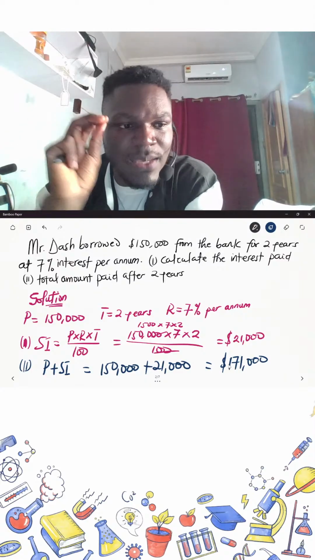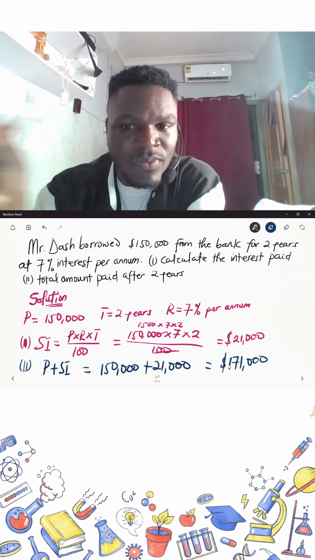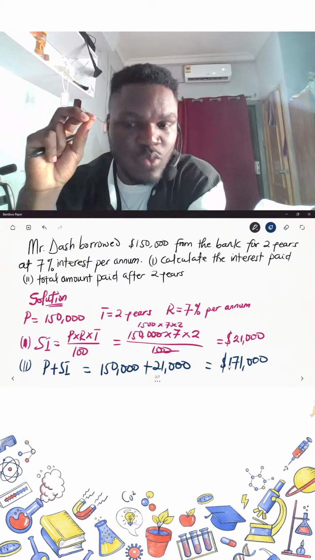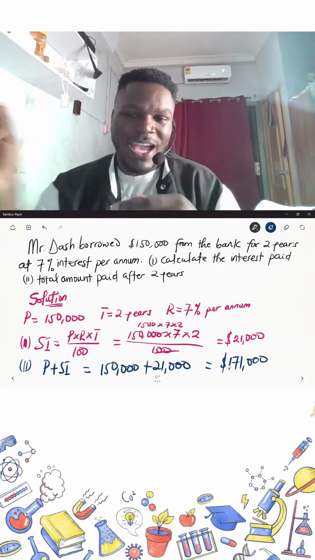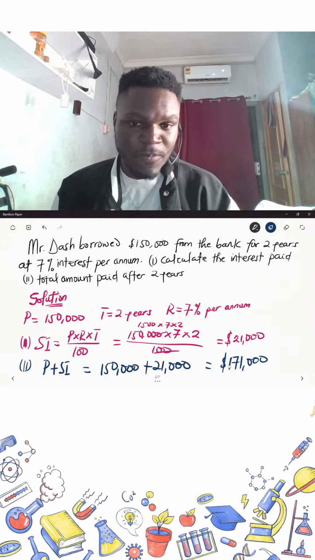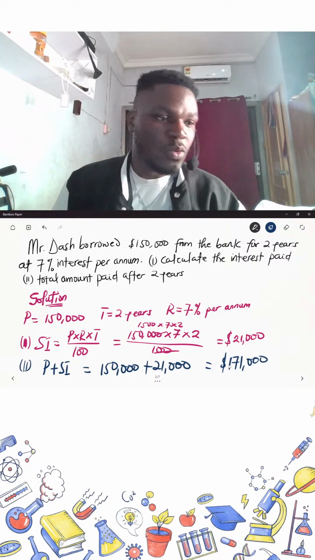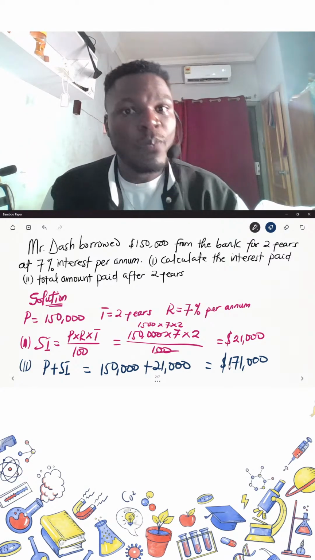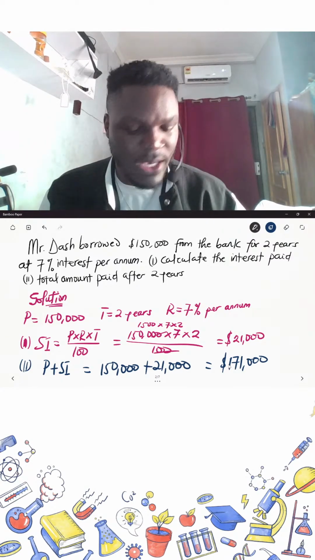Note that he borrowed 150,000. The interest he has to pay on that money is 21,000. And if we add the two, that becomes 171,000. And that becomes the total amount of money that Mr. Dash has to pay to the bank after 2 years.